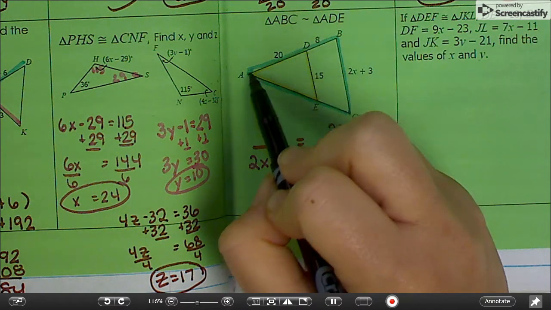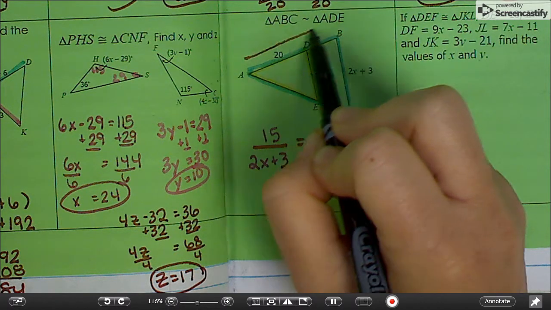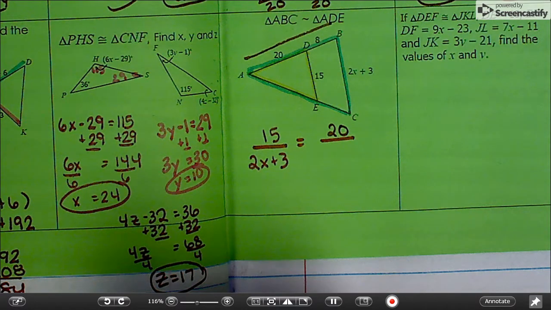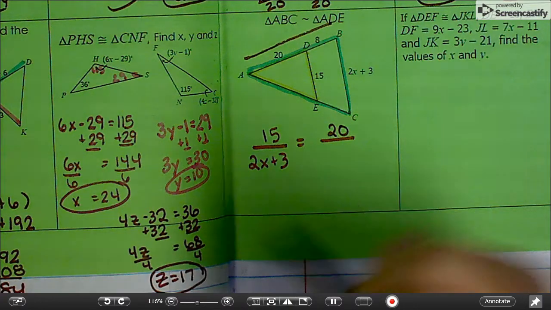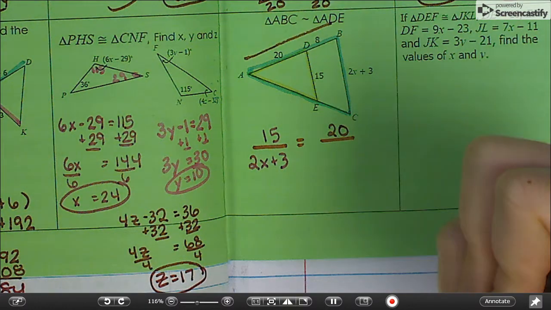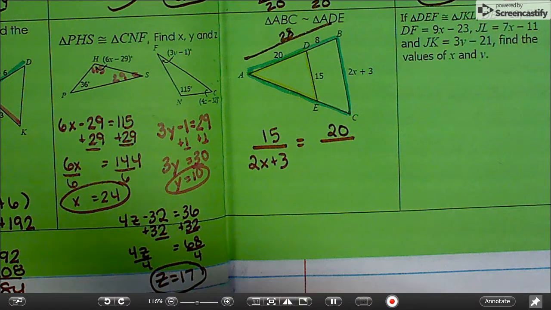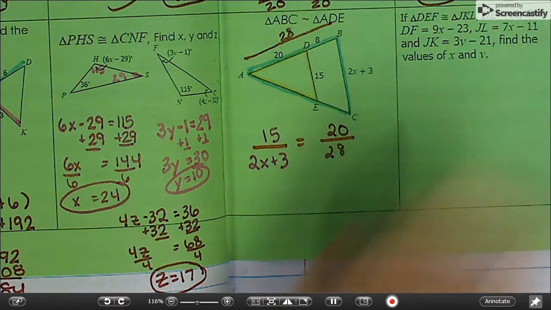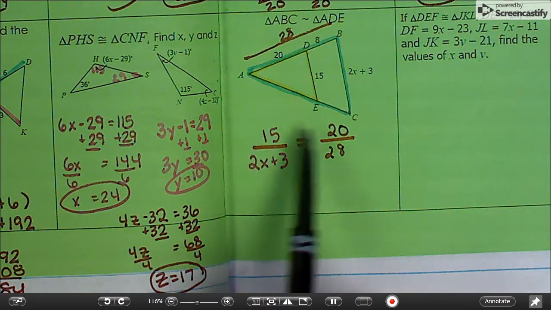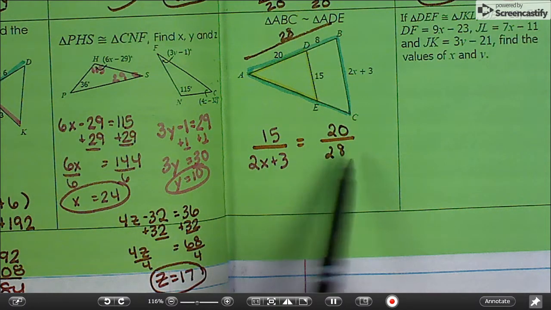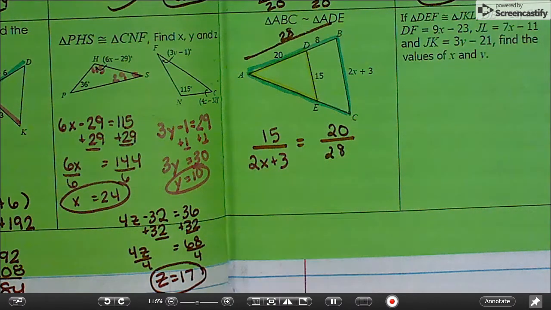AD goes with AB. Well, how long is AB? Is it 8? No, that doesn't make sense, does it? This is where segment addition comes in. We need to add those together, and we can see that AB is actually 28. Okay, again, we're consistent. The smaller triangles on top, the bigger ones on the bottom, and corresponding sides go together.